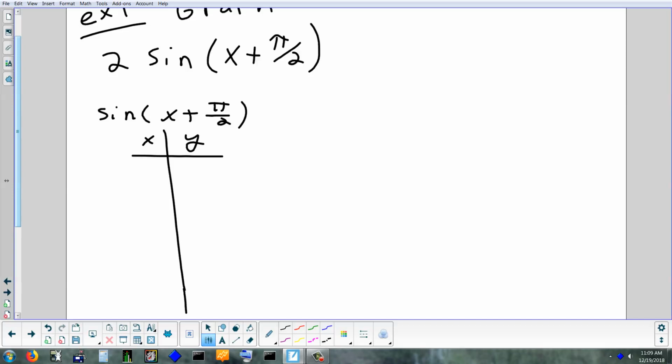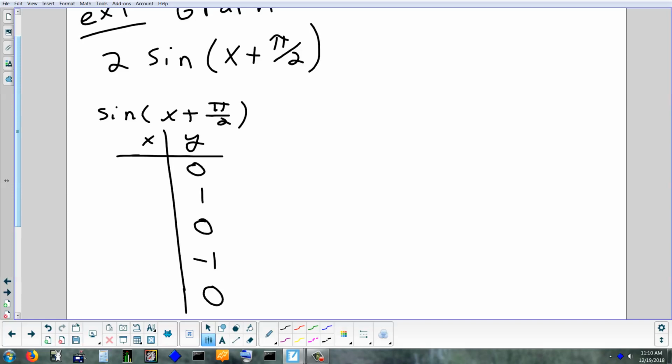The y's. Okay, phase shift is going to move it left and right, so the x's are going to change. So I need my y's for sine. Megan, what are my y values for sine? 0, 1, 0, -1, 0. Yeah, so those are your y values for sine. I'm not saying they're the final answer, but they're the numbers we're going to use at this step.